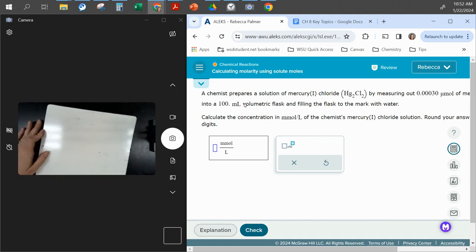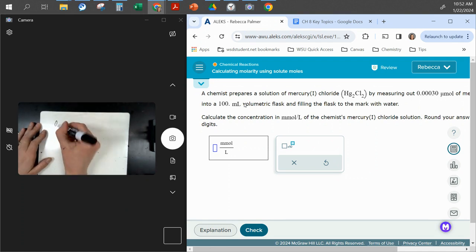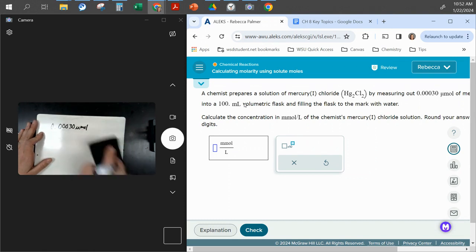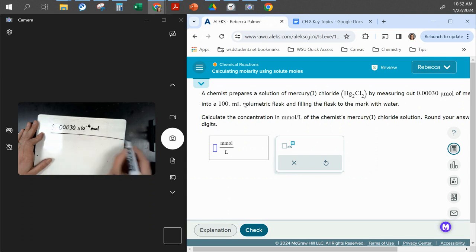Millimoles is going to go on the top. And they give us micromoles, so 0.0. There are a few ways to do this. If you find a better way that works for you, you can do it that way. I'm going to change this to times 10 to the minus 6 because that's micromoles. Then I'm going to convert micromoles to millimoles, or moles to millimoles, because now I have moles.